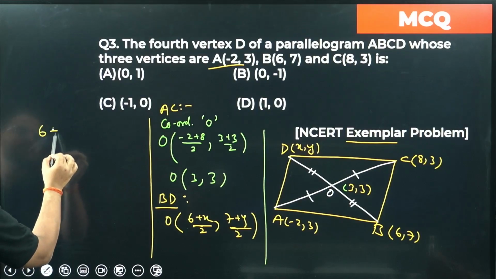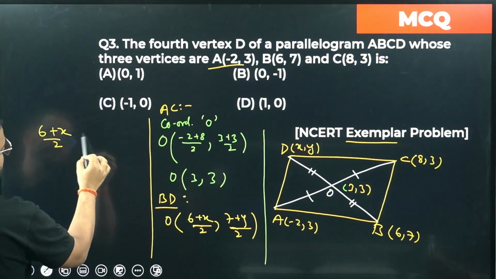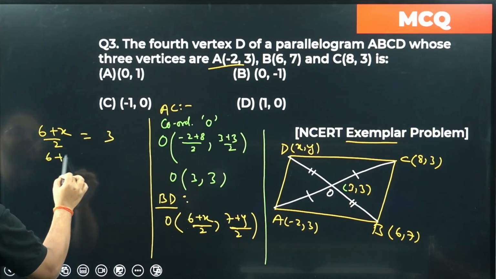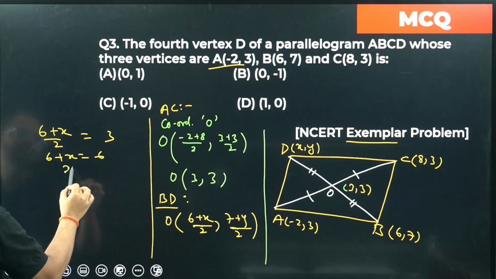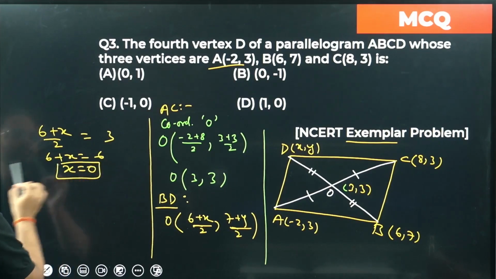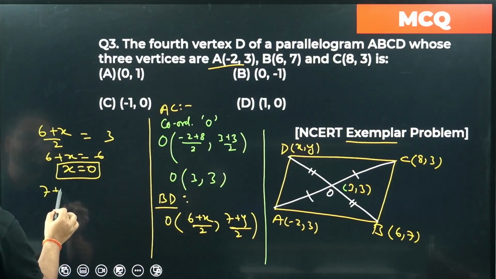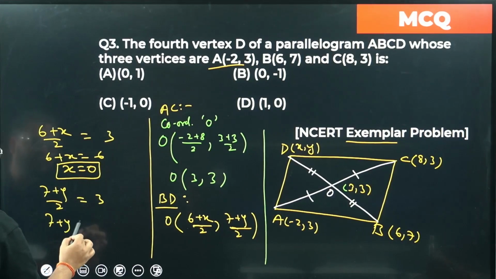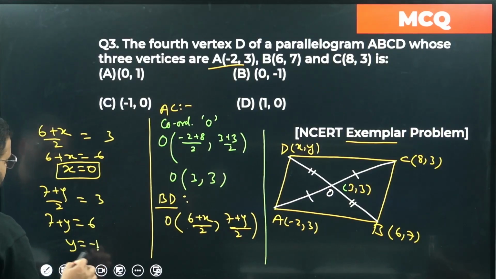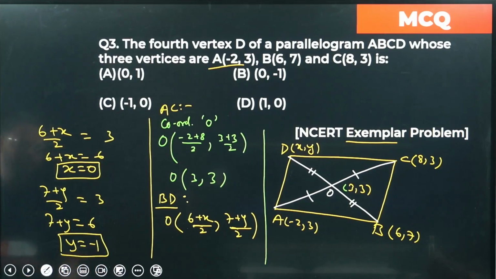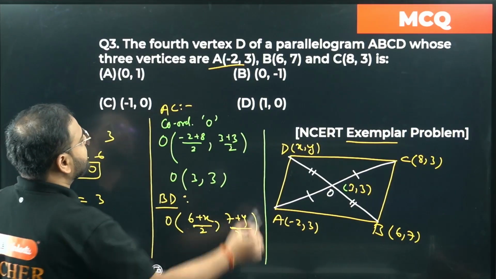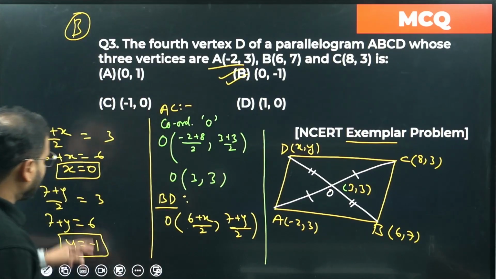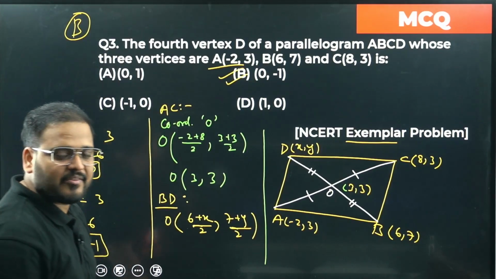I can compare this. 6 plus x by 2 equals 3, right? So I'm getting 6 plus x equals 6. So x equals 0. Same way, for y coordinate I get 7 plus y upon 2 equals 3. So I get 7 plus y equals 6. So I get y equals -1. So I get x is 0, y is -1, option number B. Please have a look. X is 0, y is -1, option number B. Is that right? Is it clear?